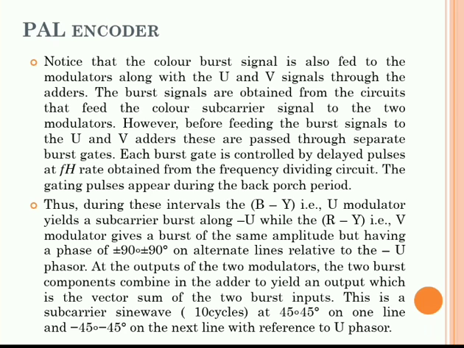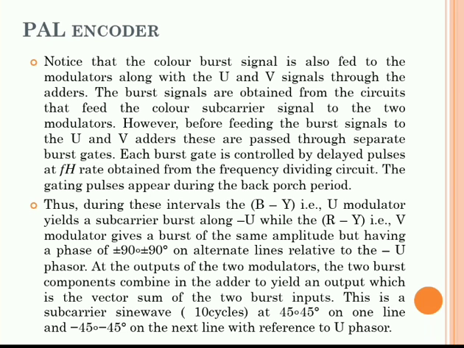However, before feeding the burst signal to the U and V adders, these are passed through separate burst gates. Each burst gate is controlled by a delayed pulse at FH rate, obtained from the frequency dividing circuits. The gating pulses appear during the back porch period. During this interval, the B minus Y color difference signal, that is the U modulator, yields a subcarrier burst along minus U, while the R minus Y, that is the V modulator, gives a burst of the same amplitude but with a phase shift of 90 degrees on alternate lines relative to the minus U phasor.